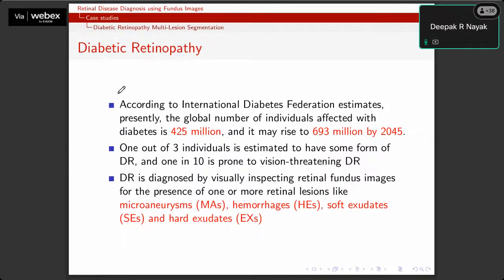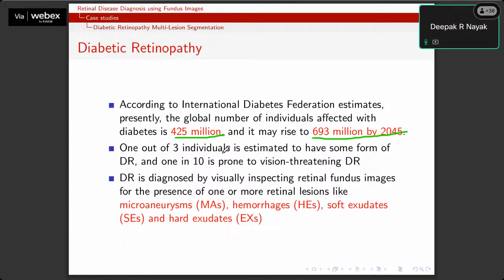If you look at the statistics, it is really surprising. According to the International Diabetes Federation, the global number of individuals affected with diabetes is 425 million now, and it may rise to 693 million by 2045. These are the numbers of patients likely to be affected by diabetes.